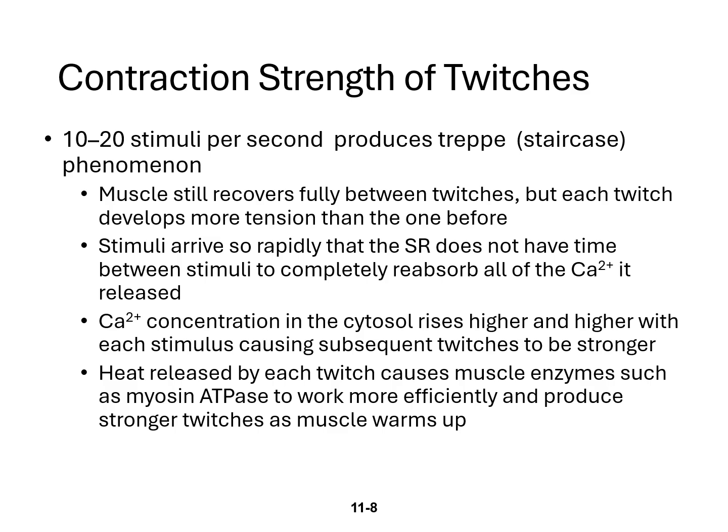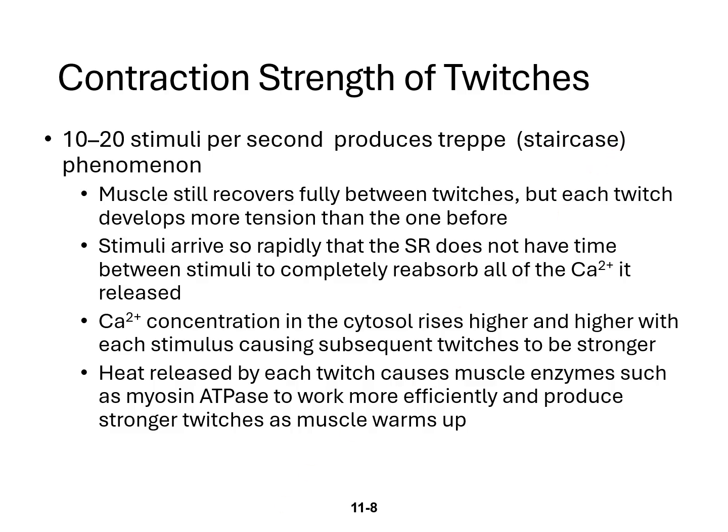The stimuli arrive so rapidly that the sarcoplasmic reticulum does not have time between stimuli to completely reabsorb all the calcium in it. So that means the calcium becomes higher and higher in the cytosol, or within the cell, and this will produce higher tension with each stimulus, causing subsequent twitches to be stronger. And then the heat release between each twitch causes muscle enzymes such as myosin ATPase to work more efficiently and produce stronger twitches as the muscle warms up. So the treppe is going to be that staircase phenomenon.